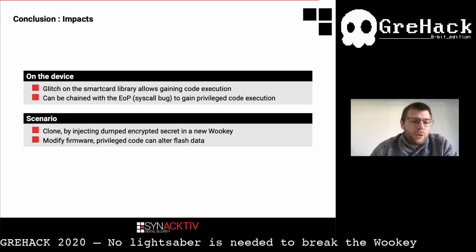And we see two scenarios that can be done with these vulnerabilities. First, we can dump the encrypted secrets from the firmware and clone the Wookey. And second, we can modify the firmware directly with the privileged code execution.